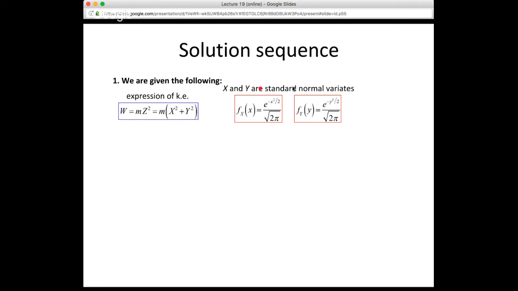Furthermore, we know that x and y are standard normal variates, and we can write out then that the PDFs for x and y are going to be like so. This is just the standard normal variate, meaning that it's the normal distribution with a mean of 0 and a unit standard deviation.